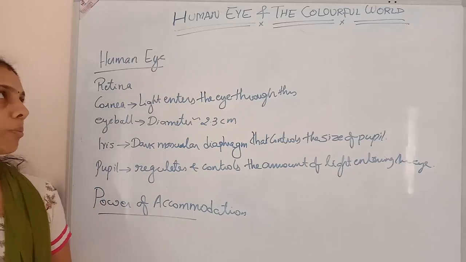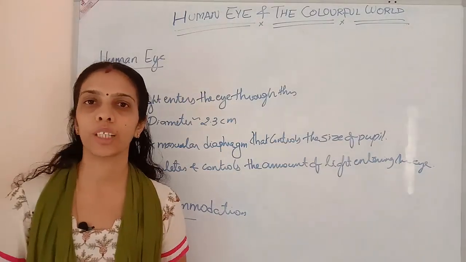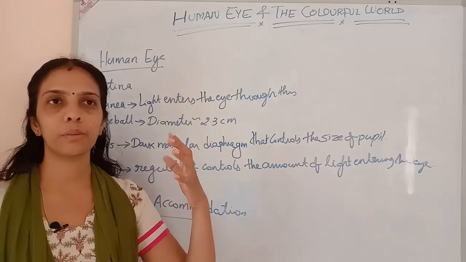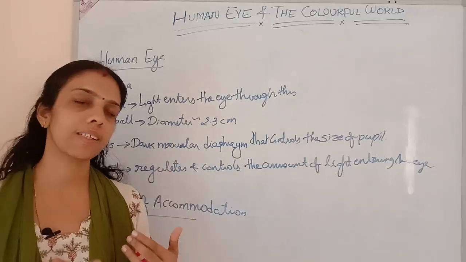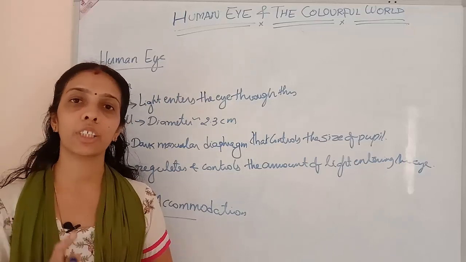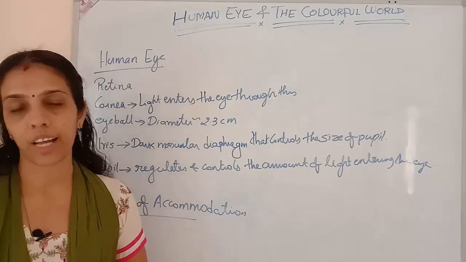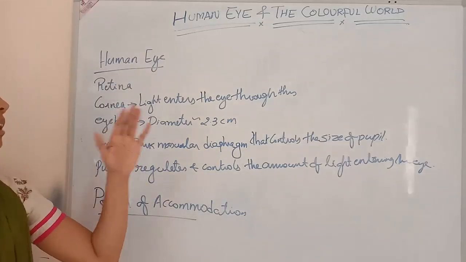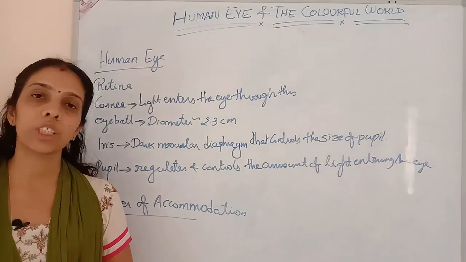In today's topic, it's a revision topic for class 10. In the last three chapters we finished, that is electricity, magnetic effects of electric current, and then reflection and refraction of light. Those chapters we finished. Now, only one more chapter is left out.